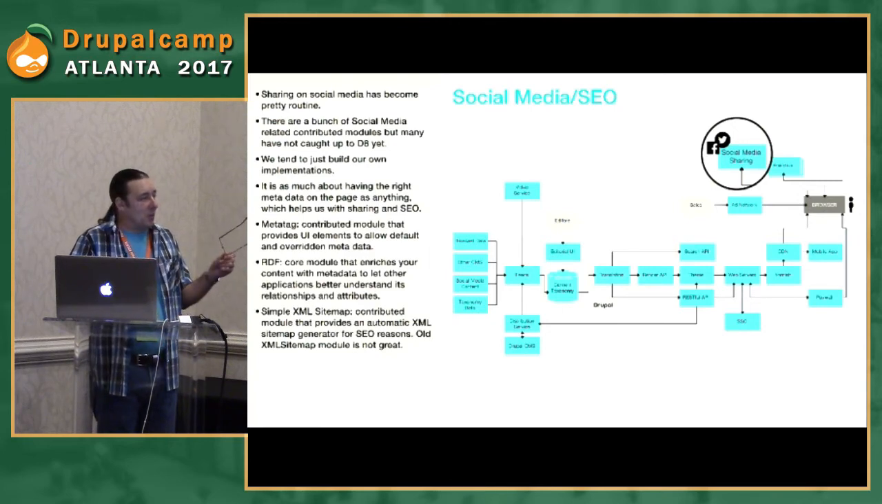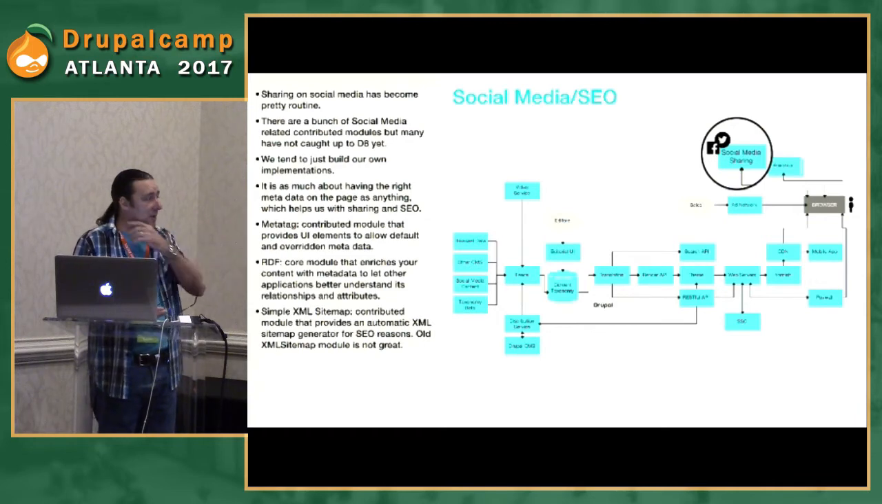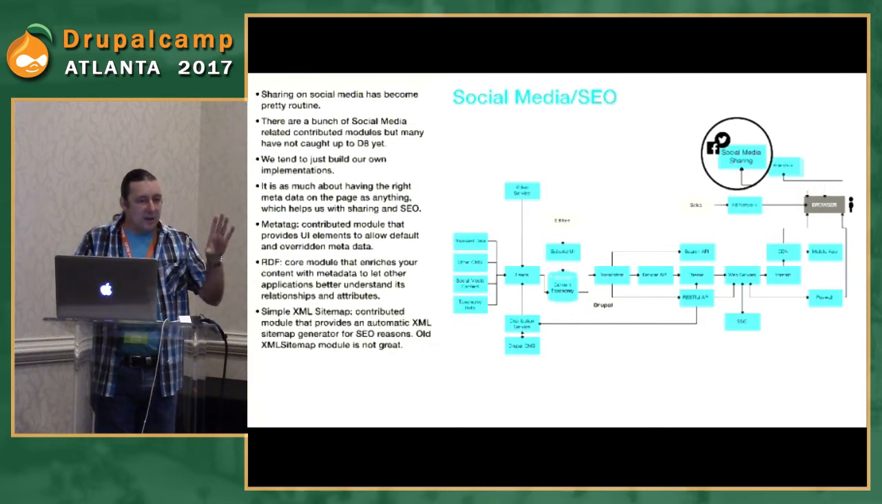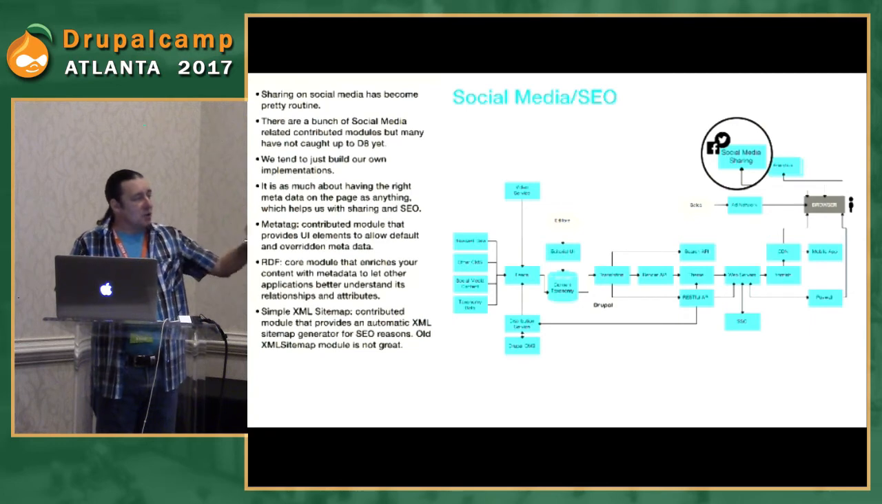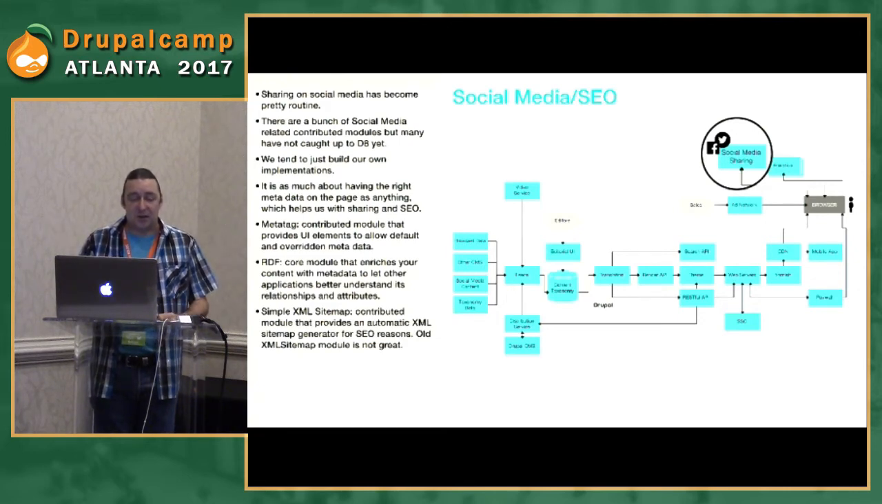And really the most important thing about social and SEO to me is having the right metadata on the page. Metatag module does a great job of that. It's a contributed module. You've probably run across it once or twice before. So getting the right metadata on the page: OG tags, Twitter tags, your standard stuff. Structured RDF data is being used a lot more now to give it a little more oomph in terms of how other systems understand your content.